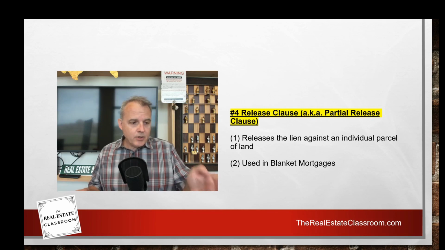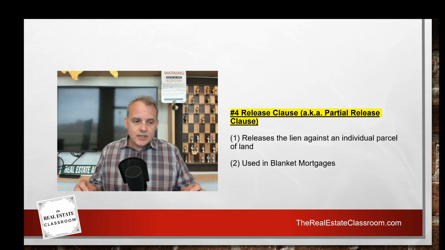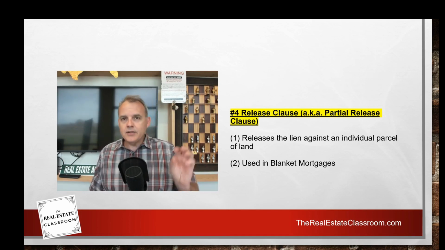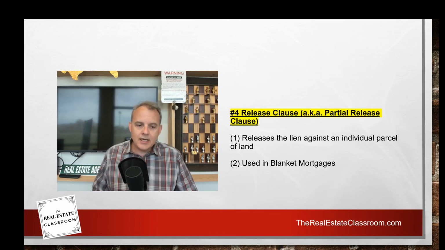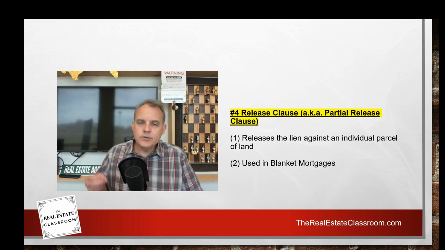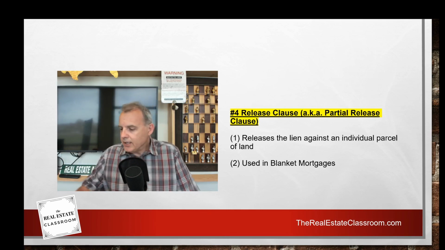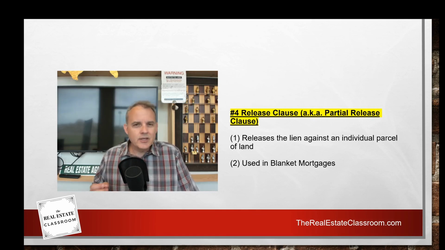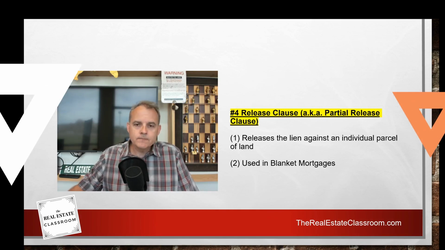And as each parcel within that subdivision is developed and sold off, it allows for a partial release. So that individual lien against that individual parcel of land is released by the lender. It's a mechanism that allows individual lots or parcels to be released in a blanket mortgage. These are very common in blanket mortgages, and quite honestly, I'm not sure I have seen something like this in any other type of mortgage.